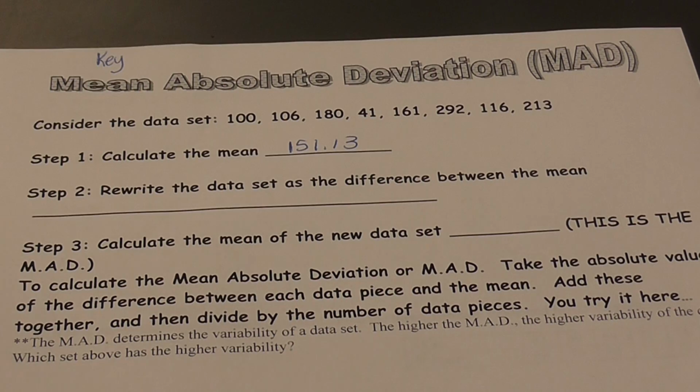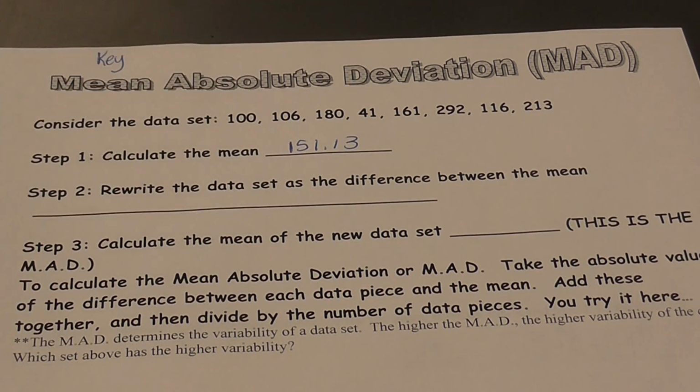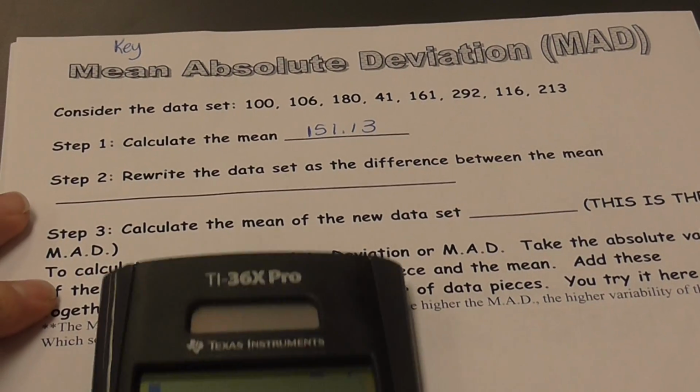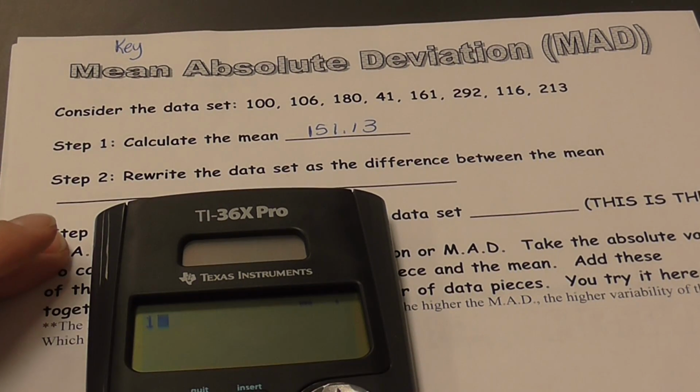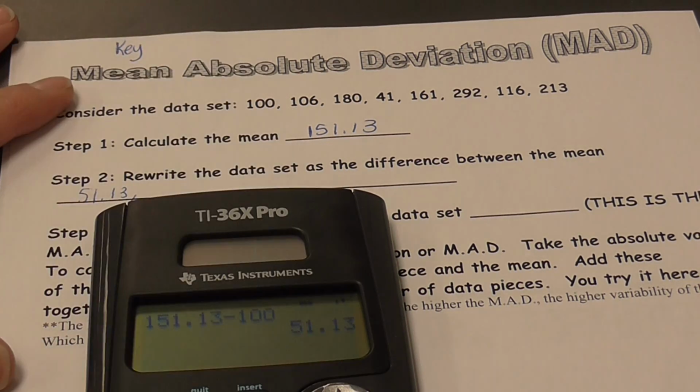Now what I'm going to do is rewrite the data set as the difference between the mean. All that's telling you to do is take your mean and subtract each piece of data. So I'm going to quit out of there, and take 151.13 minus 100. I'm going to write that number down. 51.13.